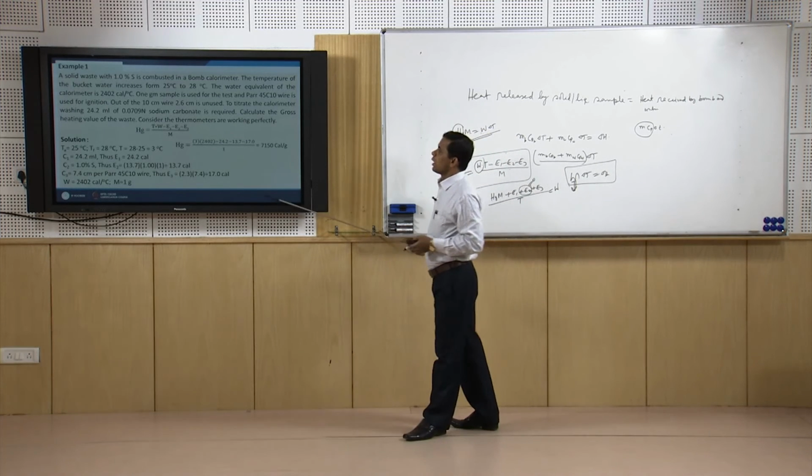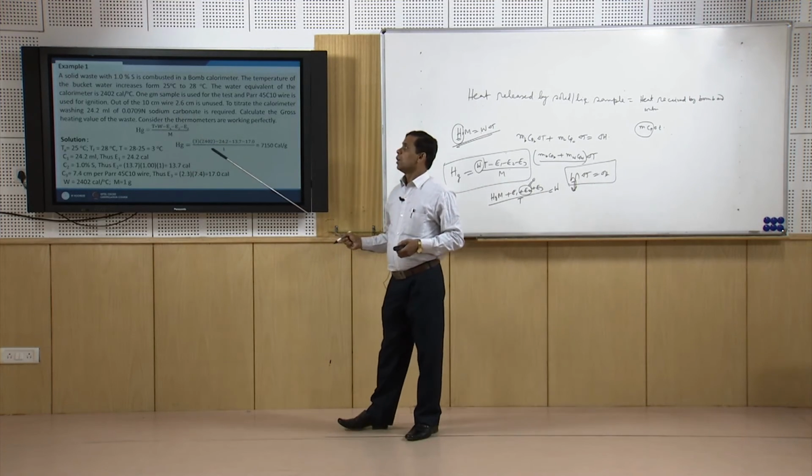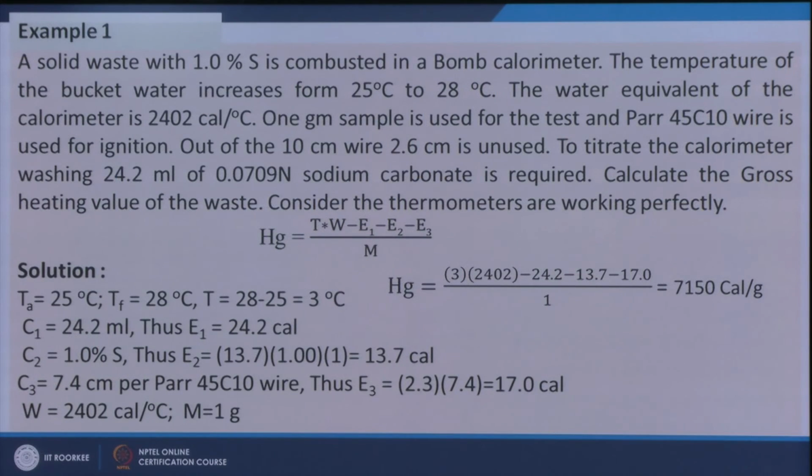Now we will see one example. A solid waste with 1% sulphur is combusted in a bomb calorimeter. The temperature of the bucket water increases from 25 degree centigrade to 28 degree centigrade. The water equivalent of the calorimeter is 2402 calorie per degree centigrade. A 1 gram sample is used for the test, and PAR 45 C 10 wire is used for ignition. Out of the 10 centimeter wire, 2.6 centimeter is unused.